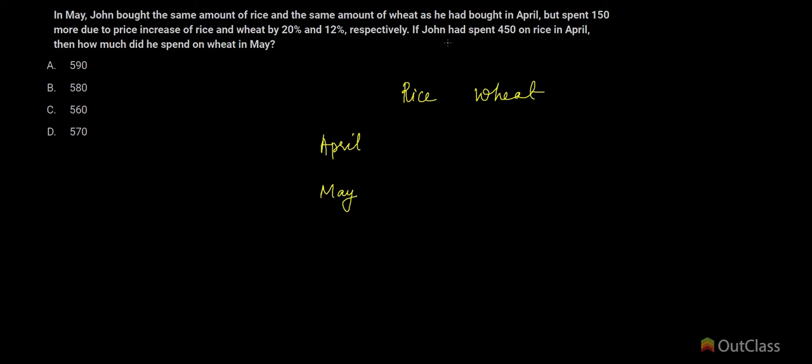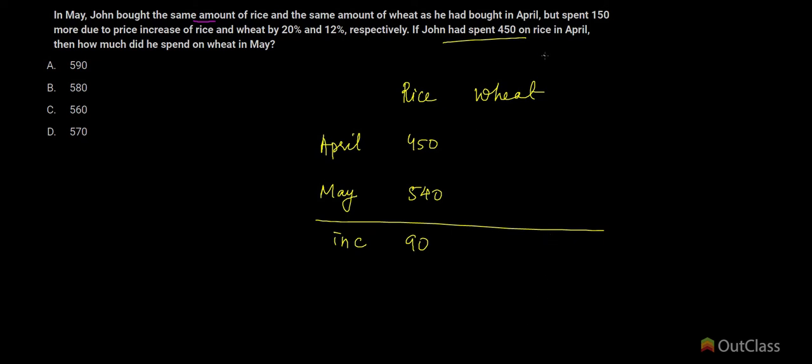Amount spent by John on rice is 450, and notice that they've said same amount of rice was bought in April as May. The quantity is the same. Same with wheat, the quantity is the same. So if you're buying the same quantity but it is 20% costlier, it's going to cost you 20% more rupees. 20% of 450 is 90, and you spend 540 rupees.